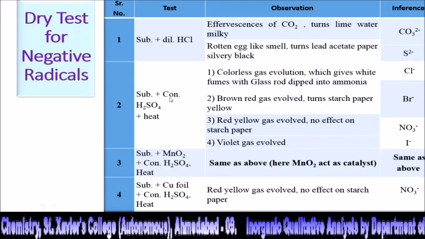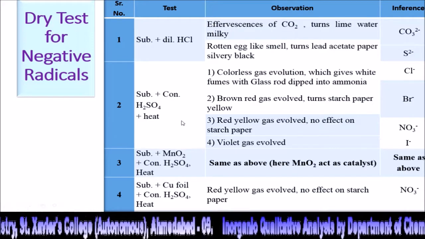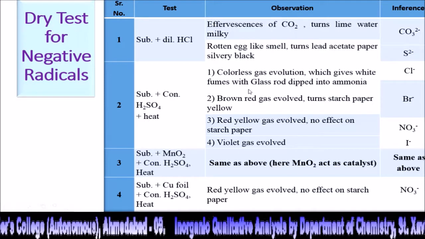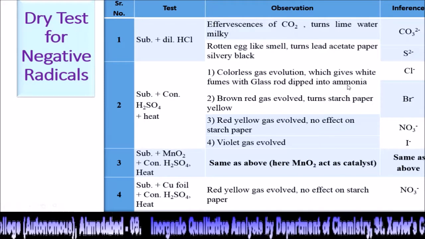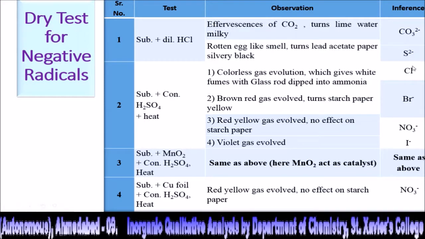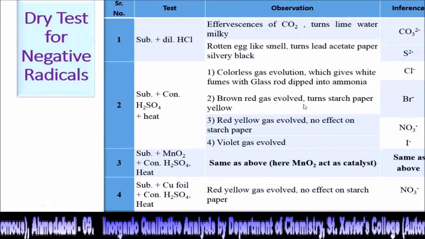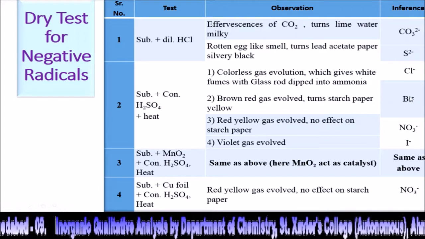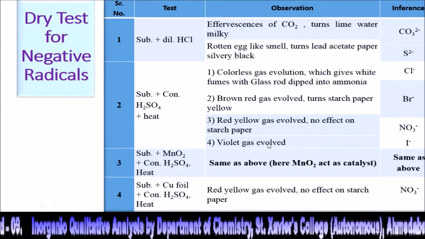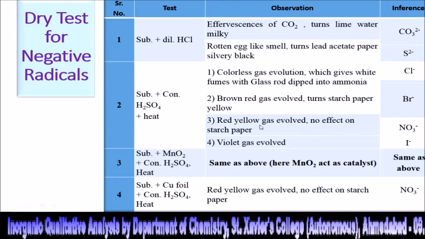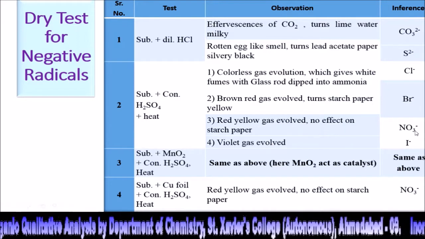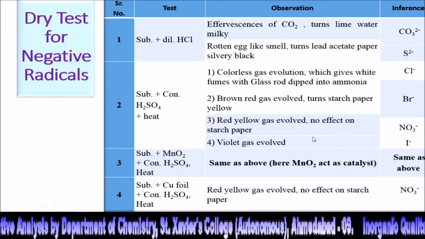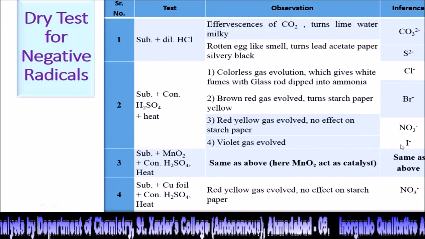The second test is substance plus concentrated H2SO4 and heat. Four observations are there. A colorless gas evolution which gives white fumes with a glass rod dipped into ammonia, then it may be chloride. If a brown red gas evolves and turns starch paper yellow, it may be bromide. If a red yellow gas evolves with no effect on the starch paper, nitrate would be there. And if a violet gas evolves and turns starch paper blue, then it would be iodide.